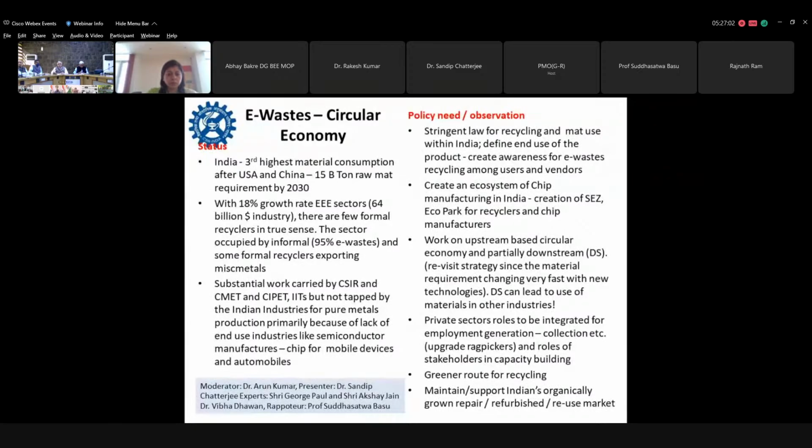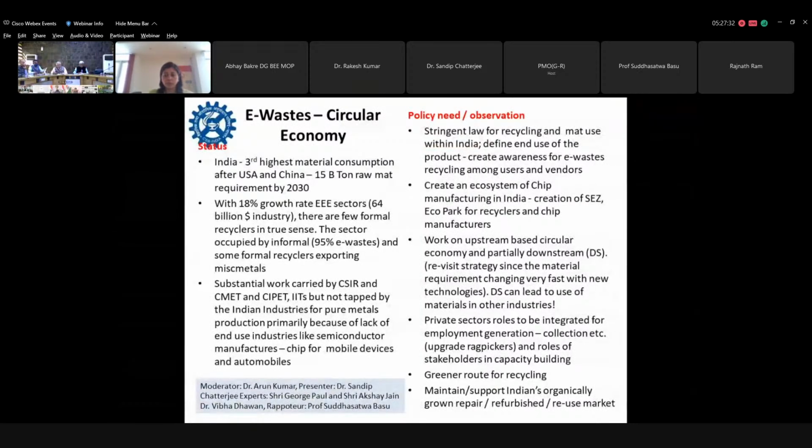And this point came again and again in all the themes: skill development is absolutely necessary in all of these. Actually, all the four areas that we are talking of, because of the scale at which we want to operate, we need many more people, and private industries can come and help us in that aspect. And then there was creating awareness for e-waste recycling among both users and vendors.